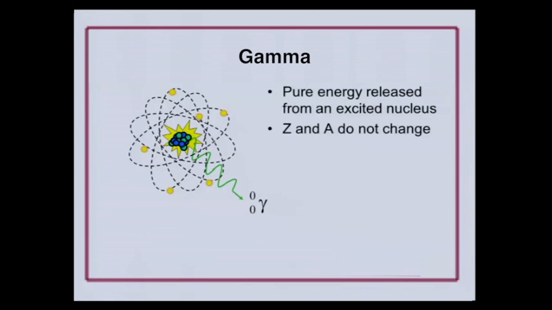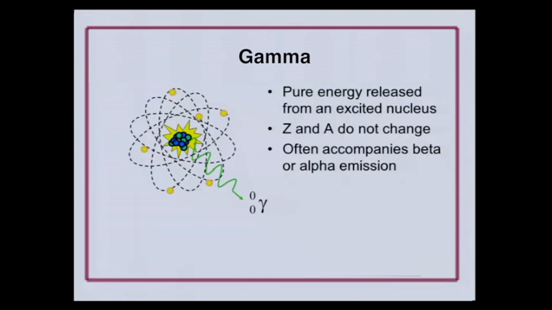It originates in the nucleus, and as you can see, the Z and the A do not change. It will often accompany a beta or an alpha emission, and when one does occur, it balances that energy balance need. It satisfies that energy balance need. It must occur.